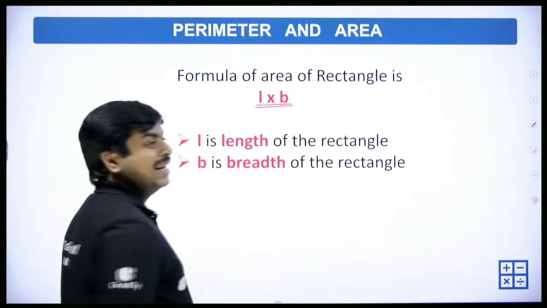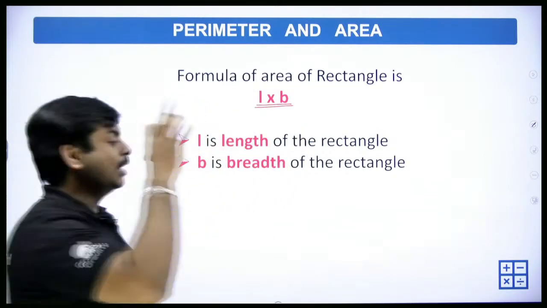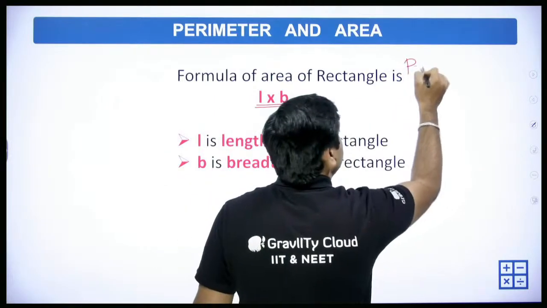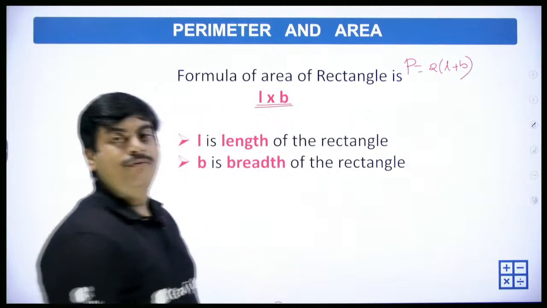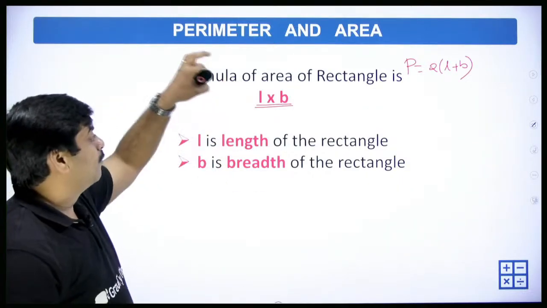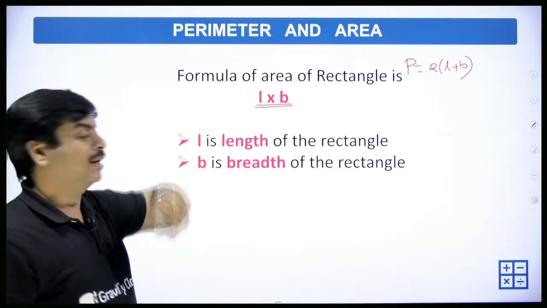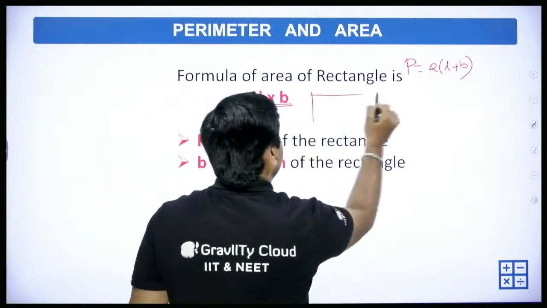Area of rectangle is length into breadth. Don't confuse it with the perimeter. Perimeter is equal to 2 times of length plus breadth. But here, the formula for the area of a rectangle is: area of a rectangle is length into breadth.